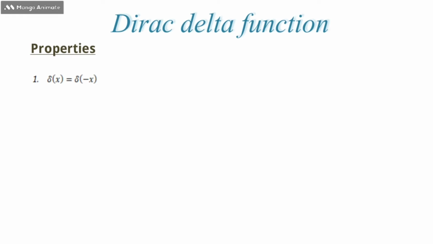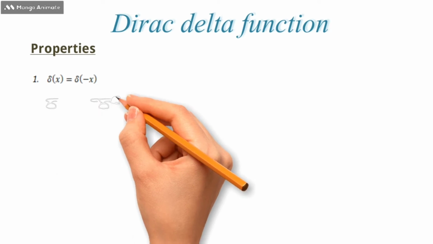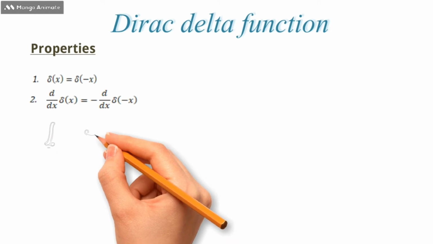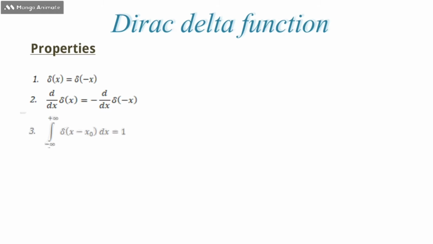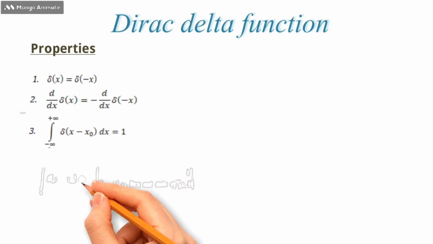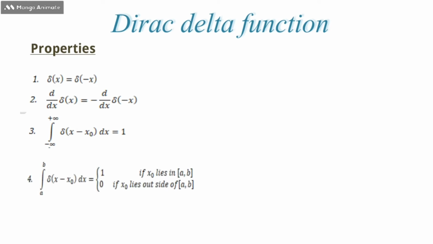Delta of x is equal to delta of minus x. Derivative of delta of x is equal to negative derivative of delta of minus x. Integral minus infinity to plus infinity delta of x minus x naught dx is equal to 1. Integral from a to b delta of x minus x naught dx is equal to 1, if x naught lies in between a and b, or equal to 0 otherwise.